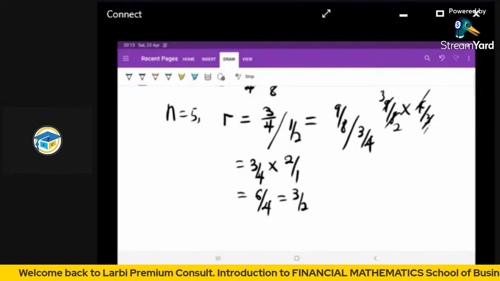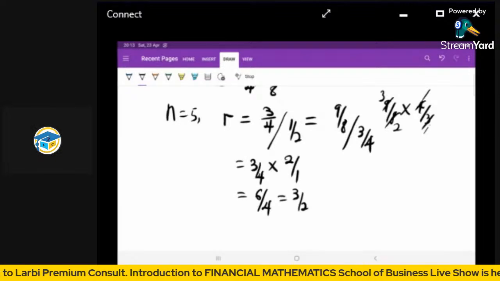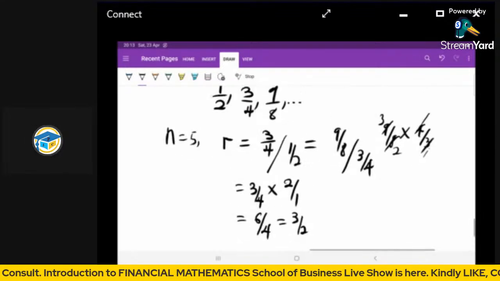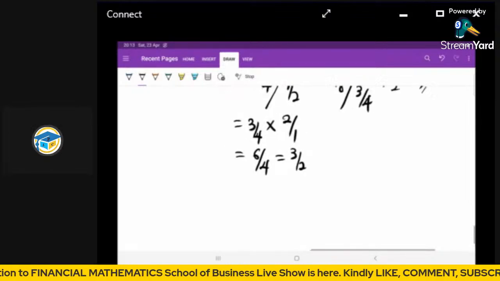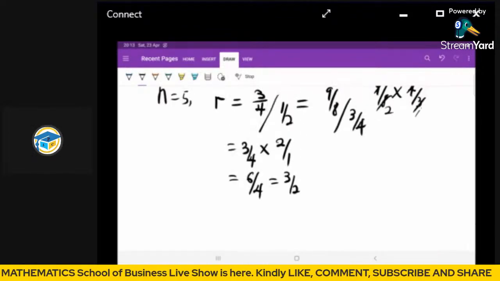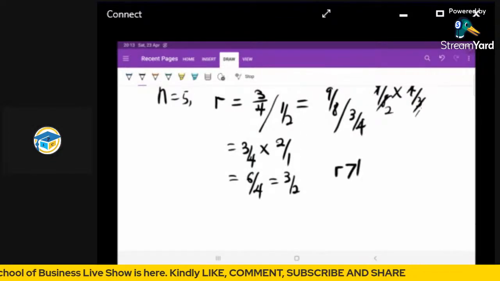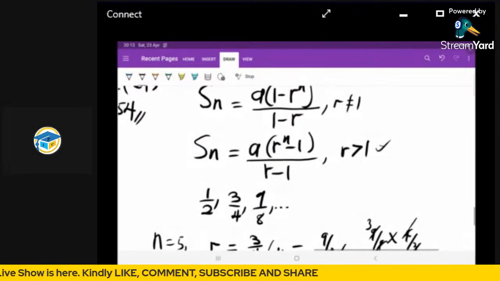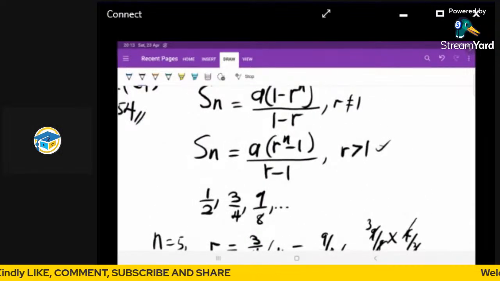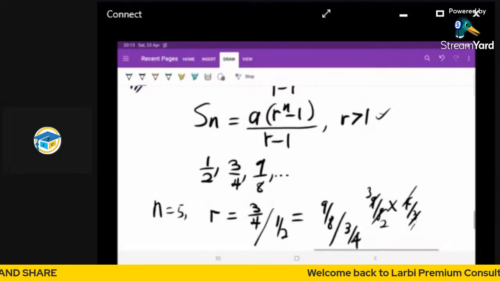So once you're able to find your common ratio to be 3/2, then you can go on to apply your formula. In this case, we can see that r is greater than 1, right? So we are going to use the second formula, which is a(r^n - 1) over r - 1. I hope that is clear.